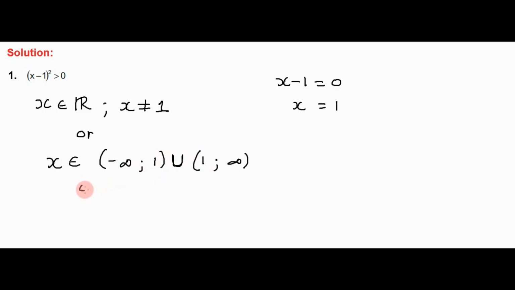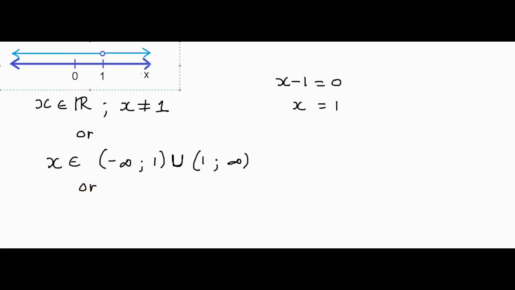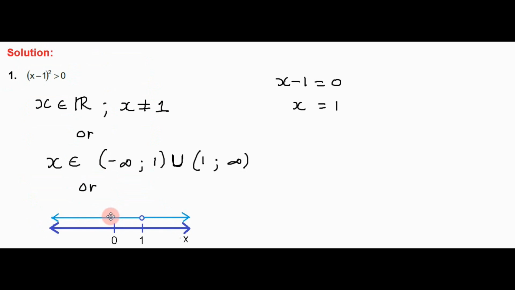Then we can also illustrate this on a number line as follows. The dark blue line is the real axis, and the light blue line represents a solution to this inequality. You can see that we have a circle at 1, an open circle, and that means that we are excluding 1 as an answer. So the solution is all the numbers to the left of 1 and all the real numbers to the right of 1. And it's excluding x equals 1.